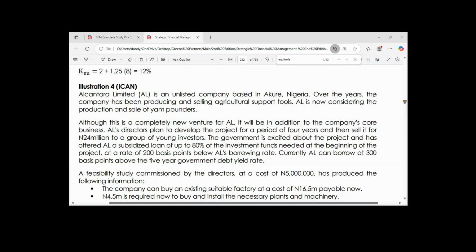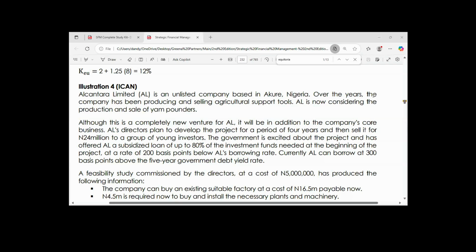Therefore, whenever you want to compute APV, there are four procedures that you are supposed to carry out. The first step is to calculate the base case NPV, which represents the cash flow arising from the operation. Then step two, we calculate the present value of financing effect cash flow. Then step three, you calculate adjusted present value. Step four, you advise on the acceptability of the project.